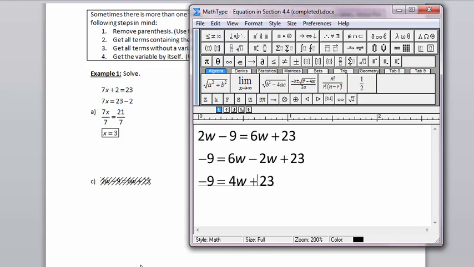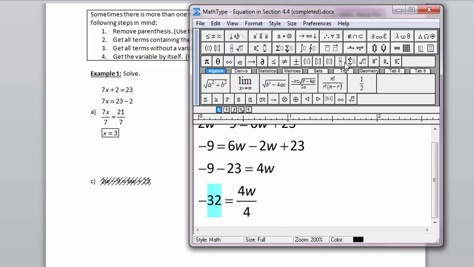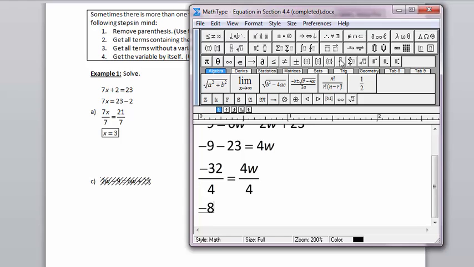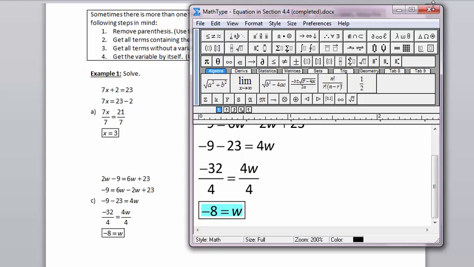Now because the w that we have left is on the right hand side, we're going to work to get rid of the 23. 23 is positive, so we're going to use the opposite, negative 23 on both sides. So on the right hand side, positive 23 and negative 23 subtract to 0. And on the left hand side, negative 9 minus 23 subtracts to negative 32 equals our 4w. And we know that if we divide both sides by 4, we'll be able to get that w by itself. So we have a value of negative 8 for w.